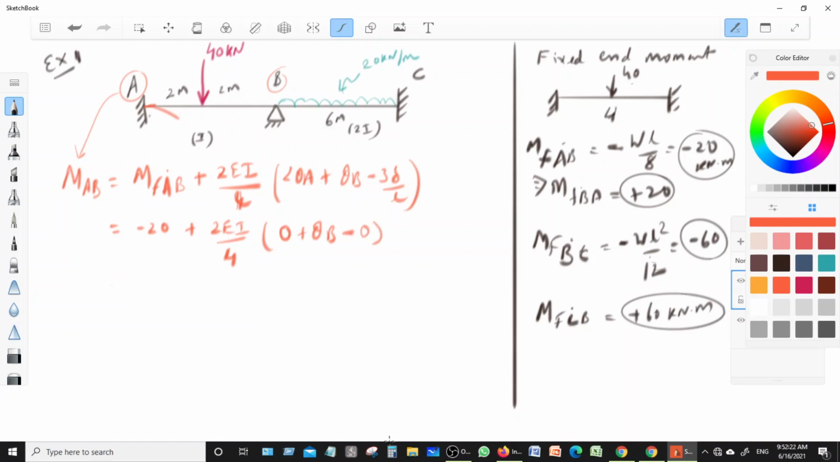So you have the equation, that is MAB, the moment at A, is equal to minus 20 into 0 plus 0.5 EI into theta B. So this is your first equation.